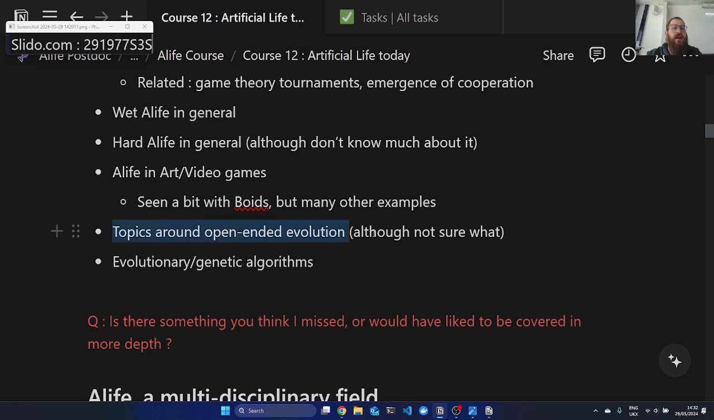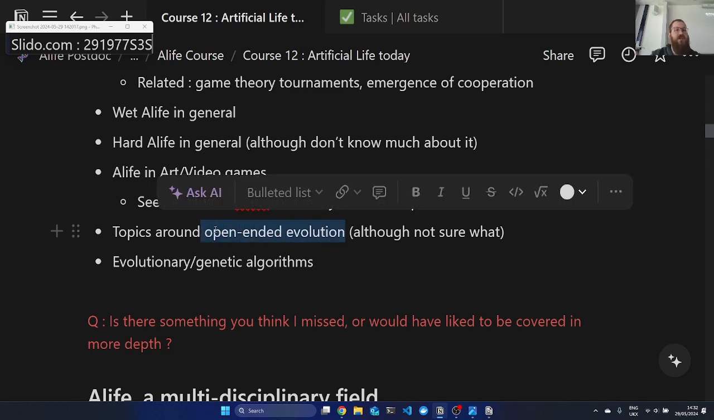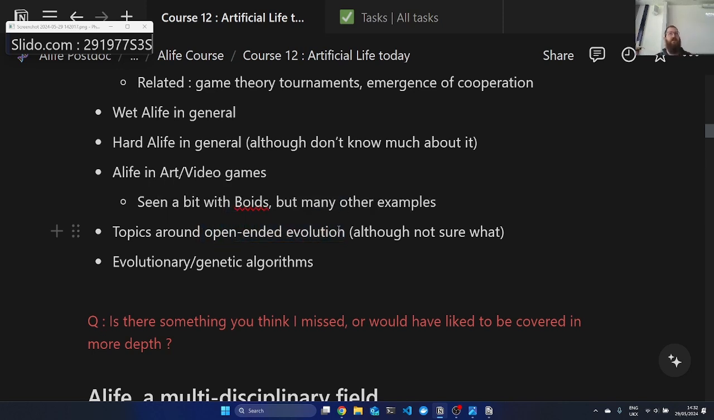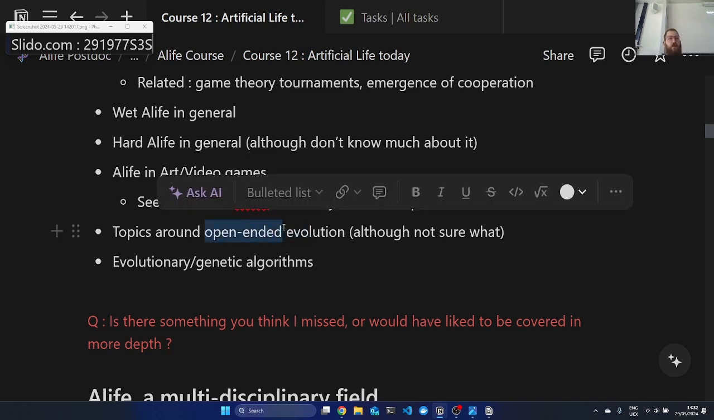Then, yeah, I can say more about general topics like open-ended evolution. I presented roughly what open-ended evolution is in the first few courses. I didn't mention it too much after that. It's mainly because it's very hard. I don't know of many works that really work on this edge. It's kind of a byproduct of emergent complexity.